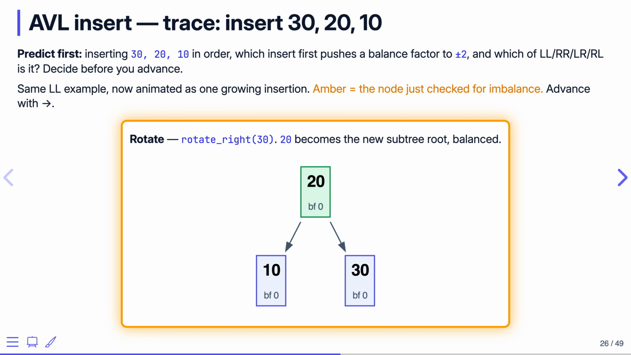We rotate right on 30. Now 20 becomes the new root of this little subtree. 10 is its left child and 30 is its right child. Every balance factor is back to 0, and the tree is balanced again.